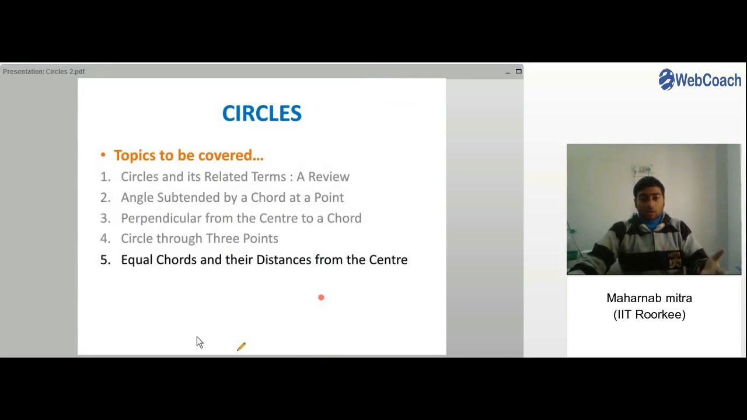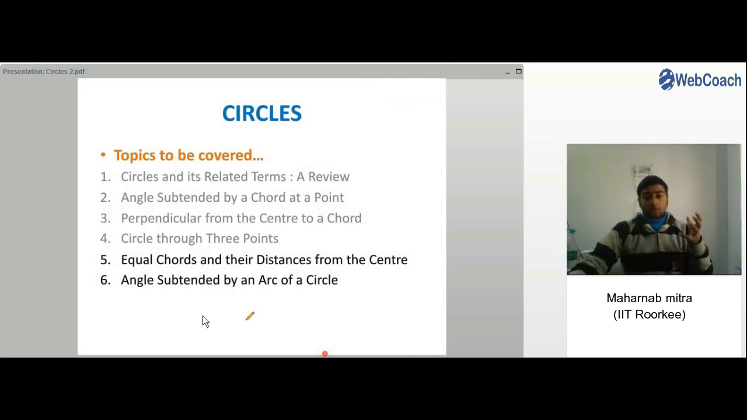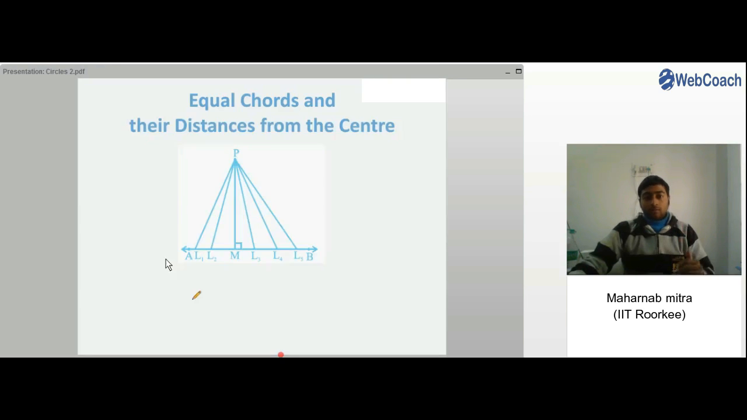Now in this class we will look at equal chords and their distances from the center, angles subtended by an arc of a circle, and finally we will look at cyclic quadrilaterals. So let us start off with topic number 5, which is equal chords and their distances from the center.